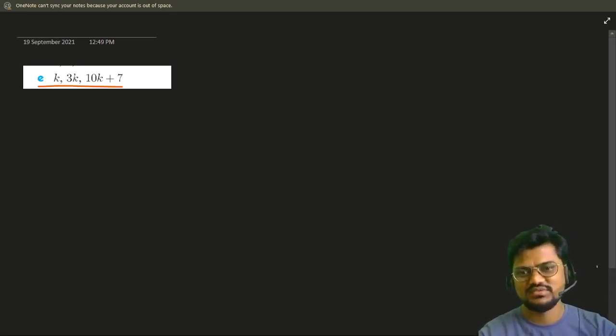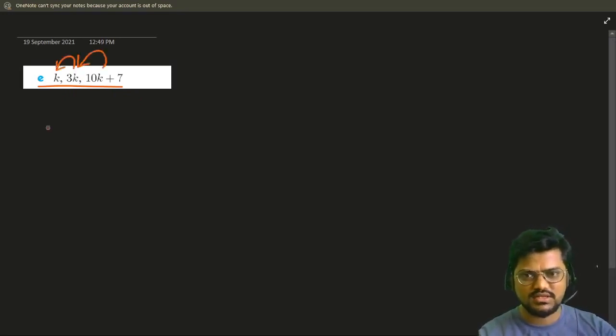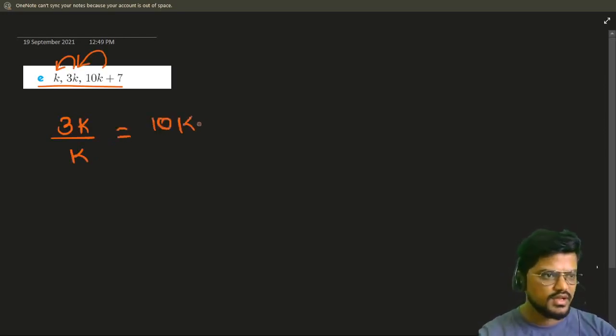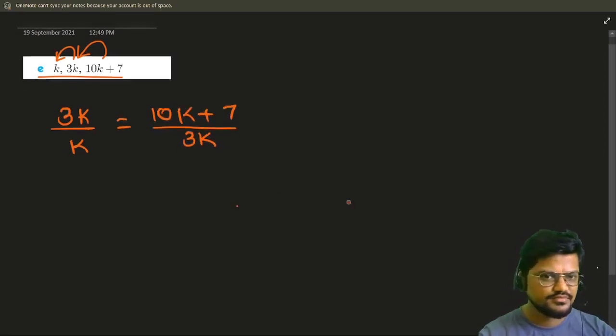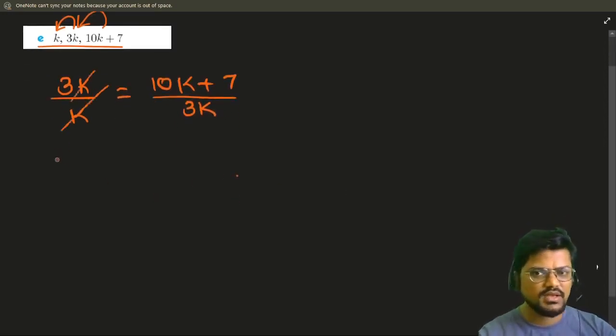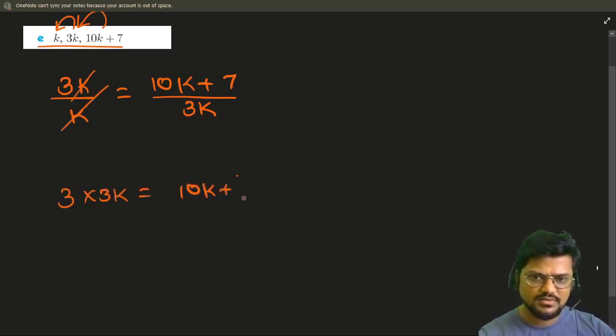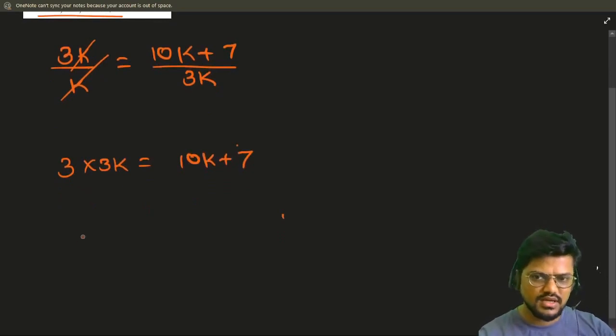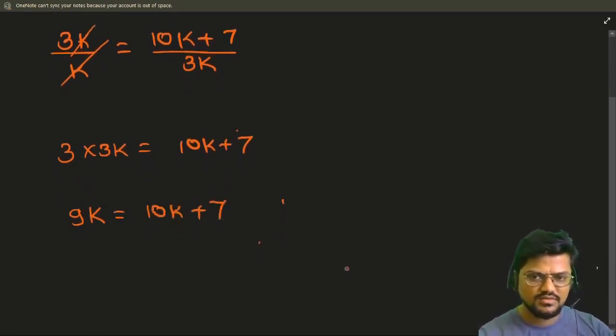Fine. I'll solve. See over here. Since they are in geometric progression, this upon this will be equal to this upon this. That is 3k upon k will be equal to 10k plus 7 upon 3k. Fine. K can be cancelled. 3 equals this into this. 3 into 3k equals 10k plus 7. 3 into 3k is 9k equals 10k plus 7.